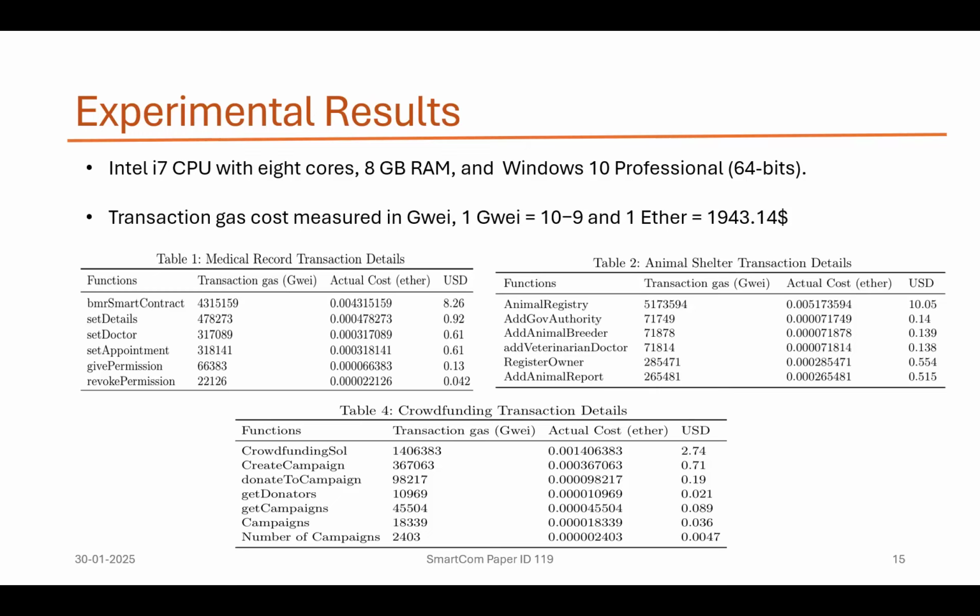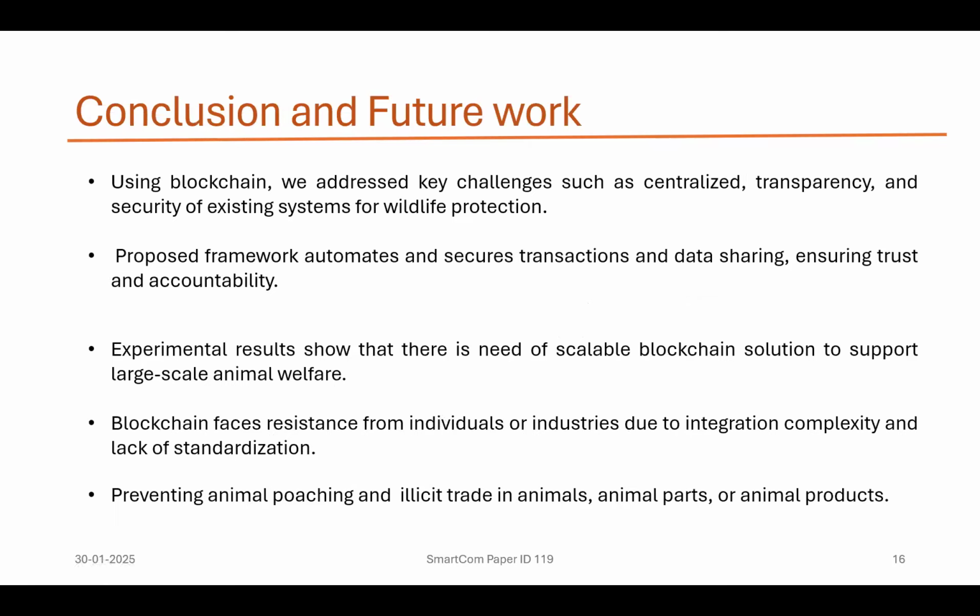We have run the system and recorded the gas cost of deploying the smart contract, and then the other functions of medical record, animal shelter, and crowdfunding. So the conclusion is we have adopted blockchain technology for better maintenance of wildlife animals and shelters. The proposed framework will automate and secure the transactions as well as provide secure data sharing among the parties.